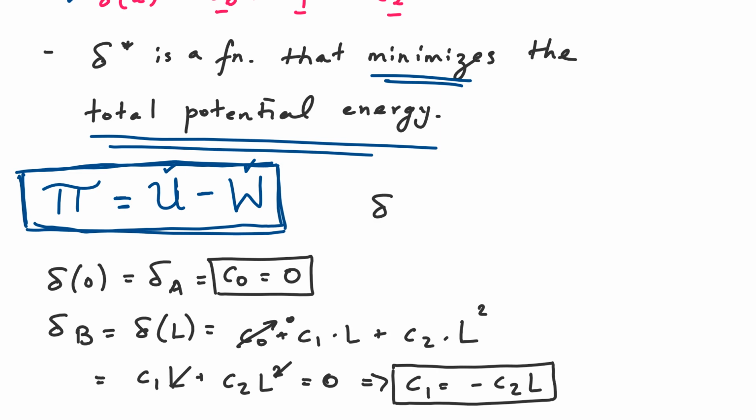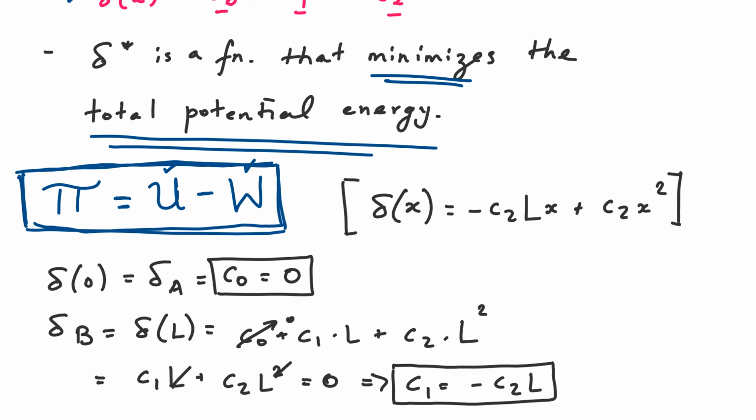Well, let's rewrite our delta function, our deflection. The deflection at x is equal to C0, which is 0, plus C1 times x. But C1 is just this. So negative C2 L times x plus C2 times x squared. One unknown, like I said, right? And we'll come back to this later.